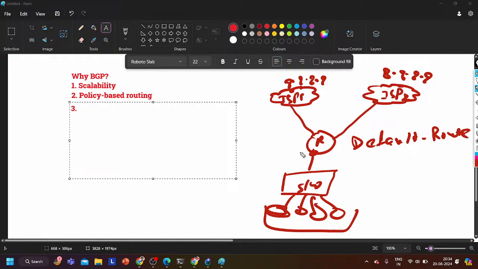Correct? So let's say I have configured a default route, 0.0.0.0, towards ISP1. That means router 1 will forward all traffic towards ISP1. You cannot configure two default routes with the same AD value on a router to achieve load balancing. Here you cannot achieve load balancing. In real time, you can have multiple ISPs, maybe 5 ISPs, and you want to perform load sharing. You cannot achieve load balancing with the help of an IGP protocol here.